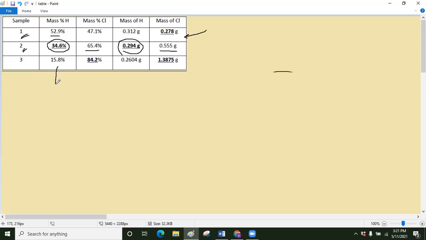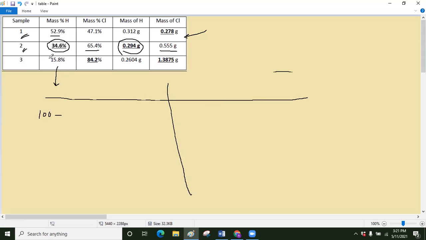So one thing that just sticks out to me, and these are two methods here, you don't have to hold my word to it, but if you figure out that 15.8% is hydrogen, then the remainder has got to be chlorine. So if you do 100 minus 15.8, you will in fact get 84.2%.